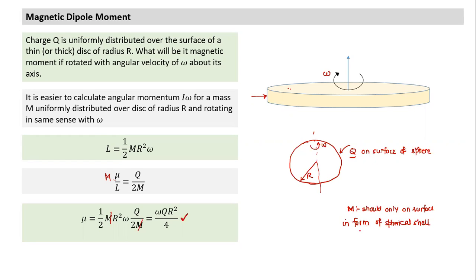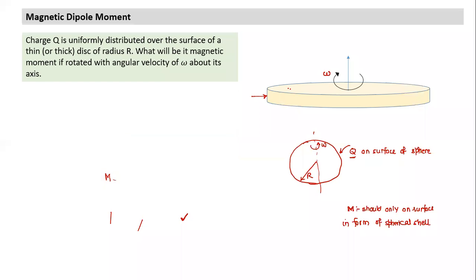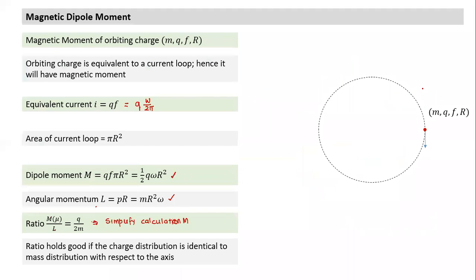What happens if mass is not on the surface? Then the distribution is not similar. When we derived this one, we saw the previous case also. What we did was place the mass at the same place as the charges.